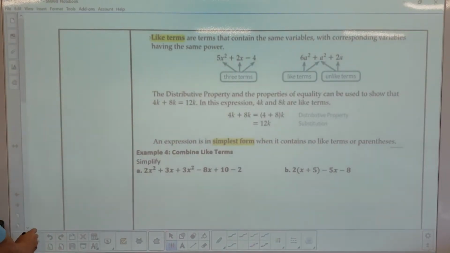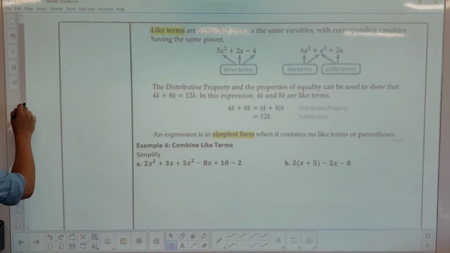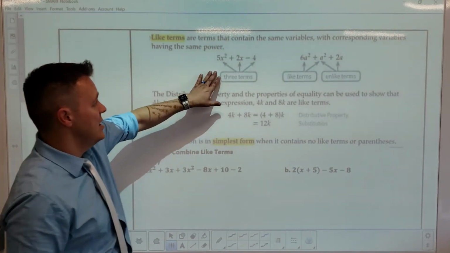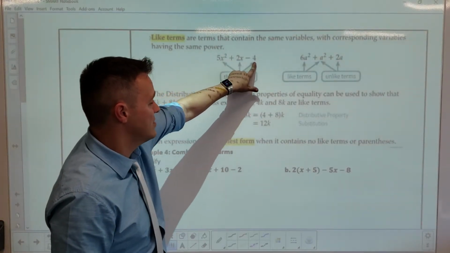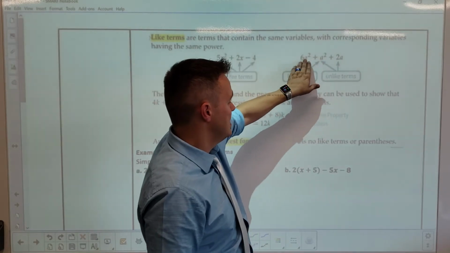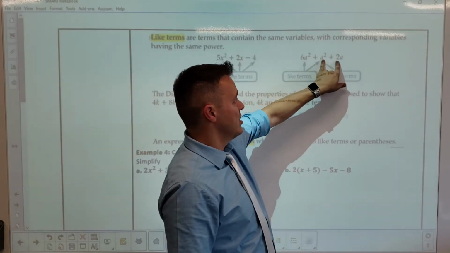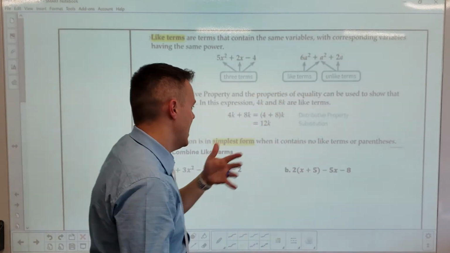So last piece on this is making sure you guys understand like terms, okay? This is 3 terms: squared, x, 4. These are like. See, it has a squared, but these aren't alike because this is squared and that's an x. So now it's combining like terms.